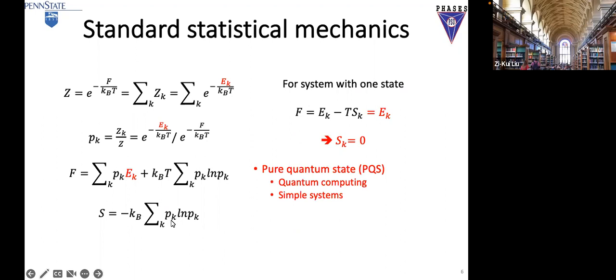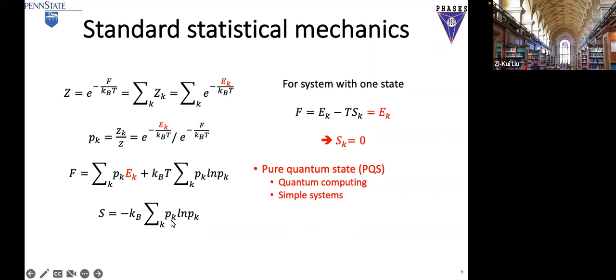I call it PQS. That means standard statistical mechanics applies to a mixture of states, which must be pure quantum states. So for example, a lot of quantum computing is doing that. You do one pure quantum state, you do a lot of them, and then sum up and calculate the energy of the system. That's quantum computing. A lot of work is being done on that. So it only applies to very simple systems. Very simple systems.